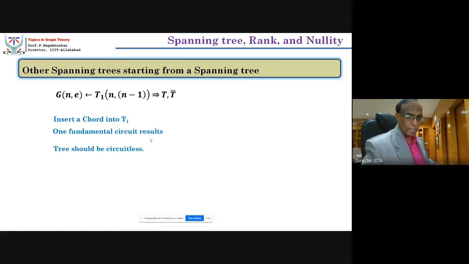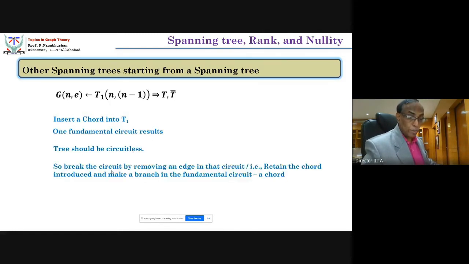Now break that circuit. How to break? Tree should be circuitless. So break the circuit by removing an edge in that circuit. How to remove? Not that card which you brought in should be removed again. You should retain the card introduced and make it a branch in the fundamental circuit. Okay, so retain that card, make that a branch, and one of the old branches, remove that and make that a card. Is it okay?